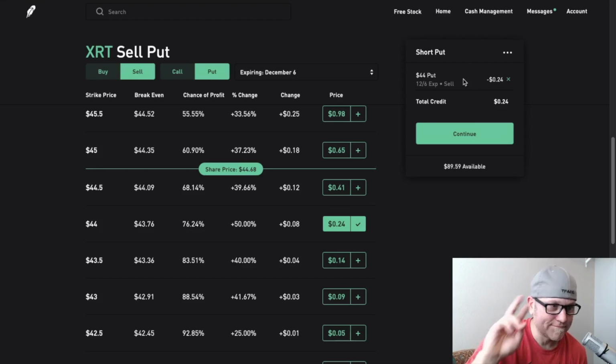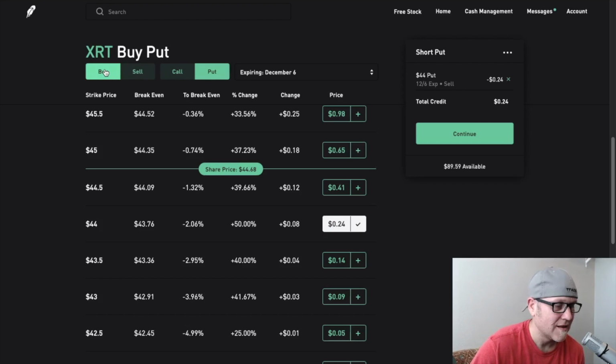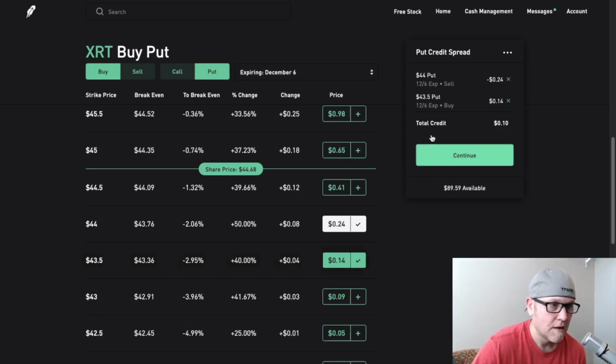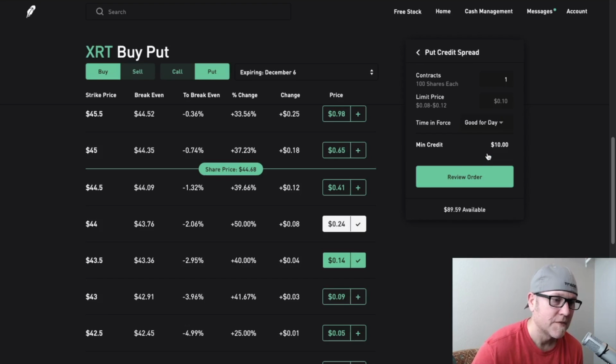It's gonna put it in our cart here, and then what we're gonna do is we're gonna select buy, and then we're gonna buy the 43.50 right there. See that? Bingo bango. It knows. Robinhood knows that is a credit spread, and that's what you want to do. It does it automatically. So what this does is it's insurance. That's all it is. You're just buying insurance for $14. That's what you're doing. Instead of being on the hook for 43, let's see.